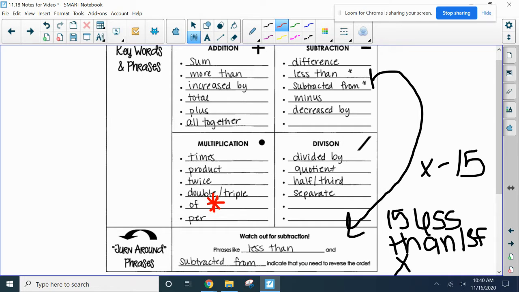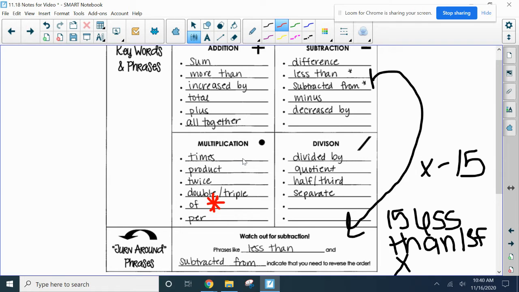Division, so divided by, just another word to say division. Quotient, the answer in division. Half, you're separating it into two equal groups. Third, you're separating it into 3 equal groups. And I just said that same word, so separate. You're taking it, putting it into groups. So separate is going to also imply that you are doing division.